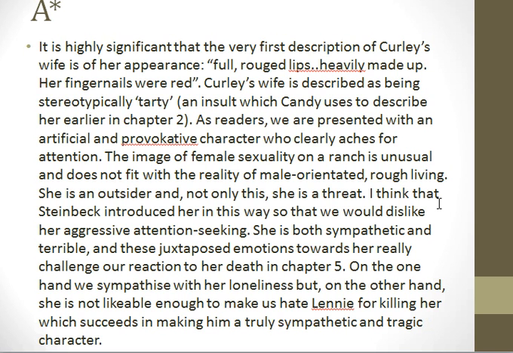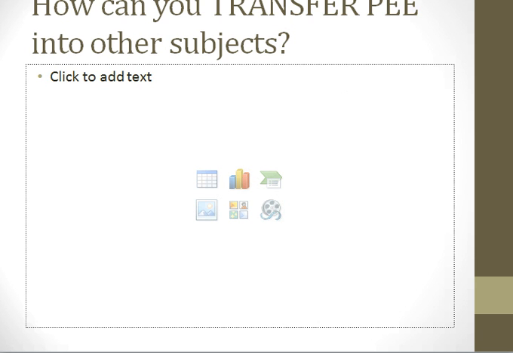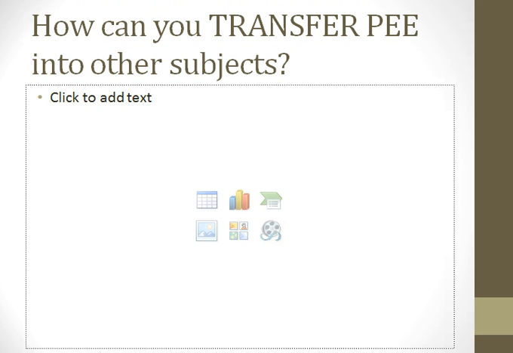and also focusing heavily on the writer's purpose. That's a great sort of technique to include. Why you think a writer's done something. I think Steinbeck introduced her in this way so we would dislike her aggressive attention seeking. So why has a writer included something? Really important skill.